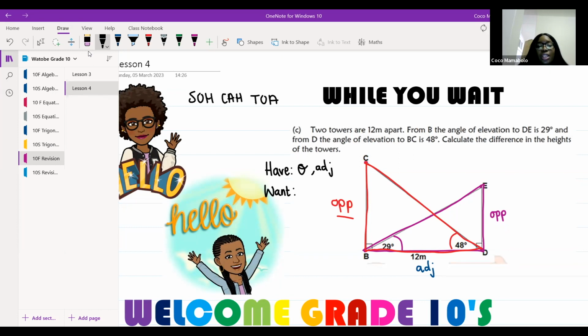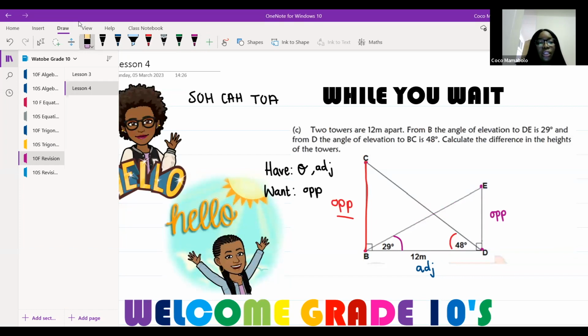Good. Which sides are missing? Are they asking us for the hypotenuse here? No, because they want the height of the towers. So what they actually want us to calculate from here is the opposite side. Because they want the height of my towers, they want this side over here. That's going to be my opposite side. They want the height of this tower over here. That's going to be my opposite side.